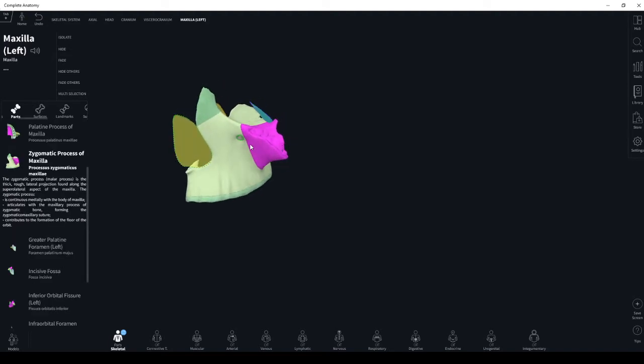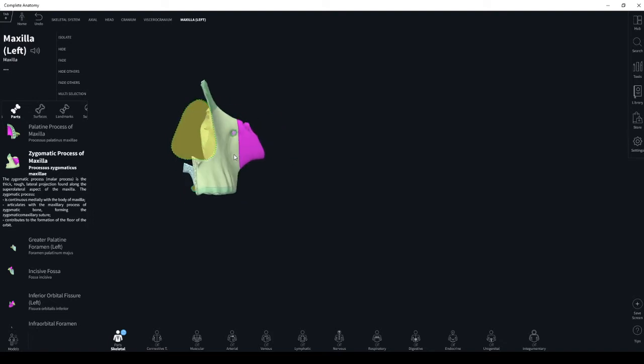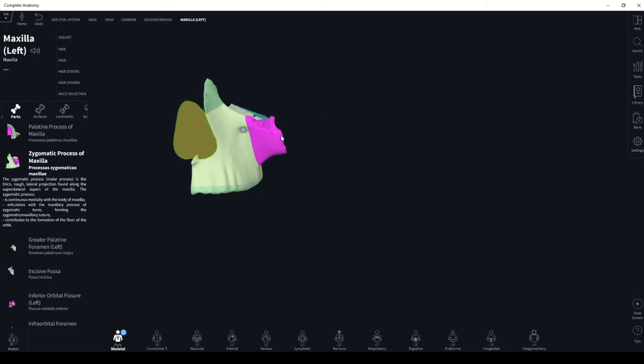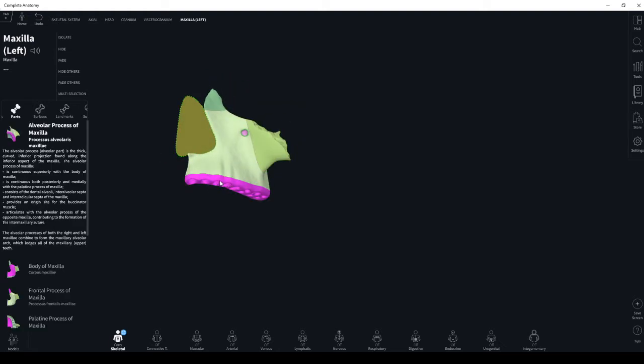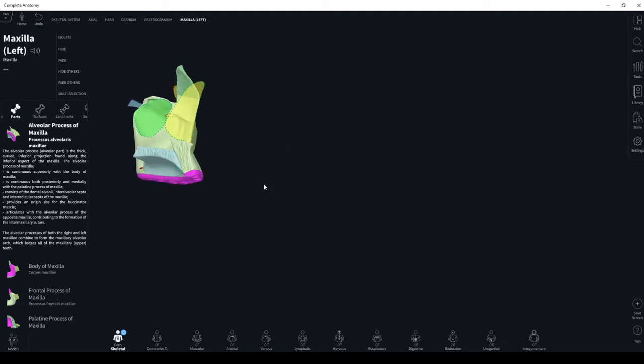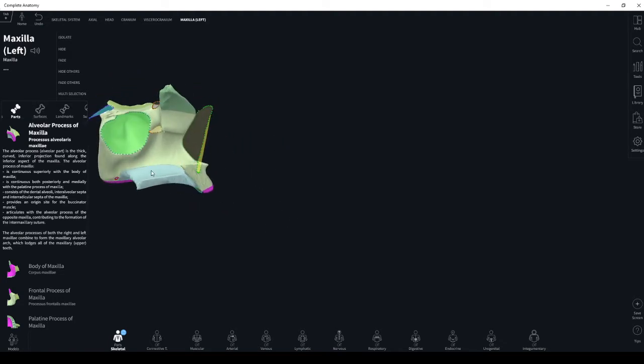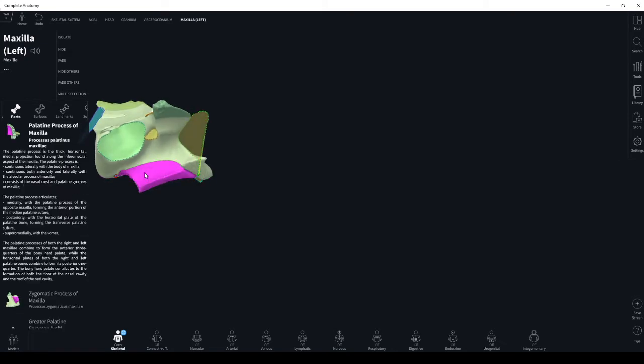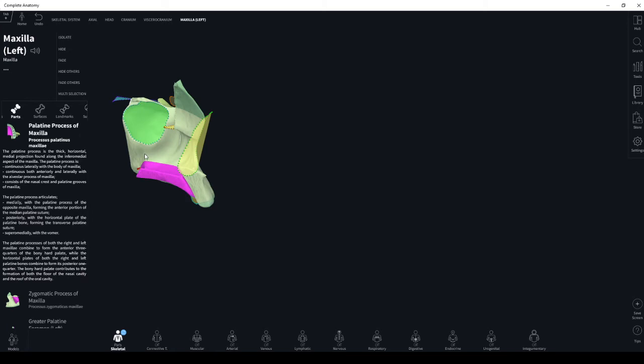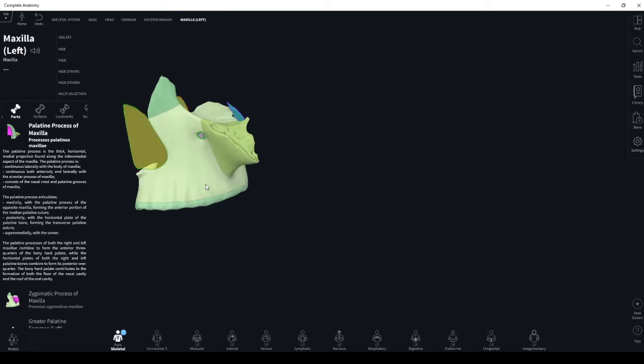Directed laterally is the zygomatic process, from the lateral part of the body of the maxilla to the zygomatic bone, fused with it. Then the alveolar process, processus alveolaris of the maxilla, and on the internal surface you can see the palatine process. They are all the main processes of the maxilla. Also, the maxilla has main surfaces.